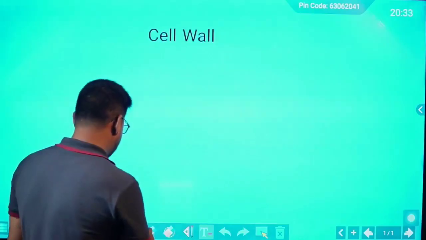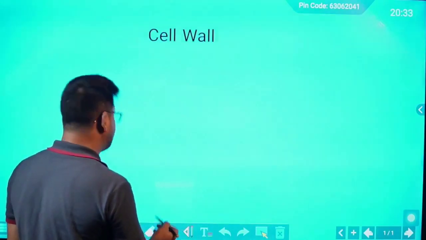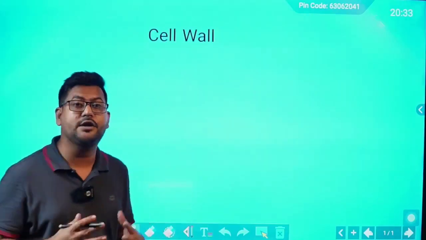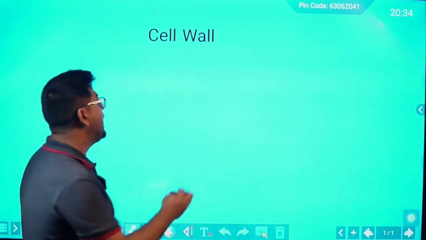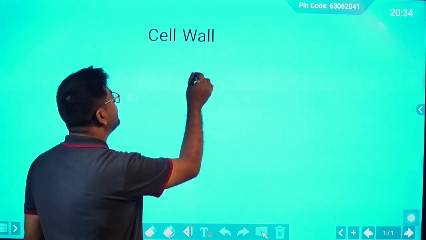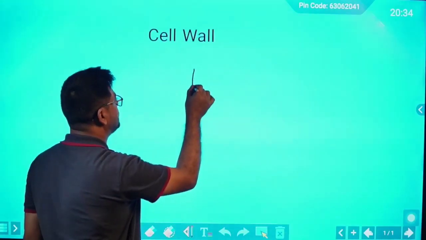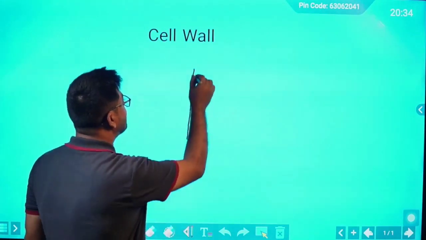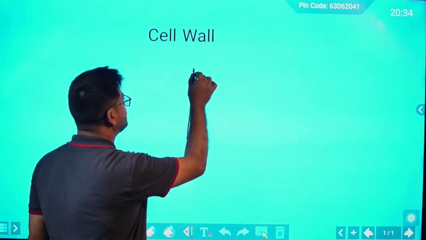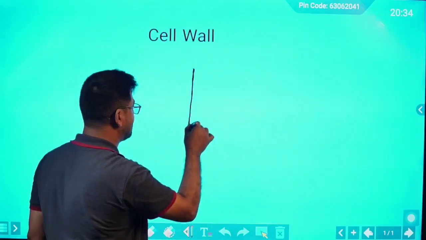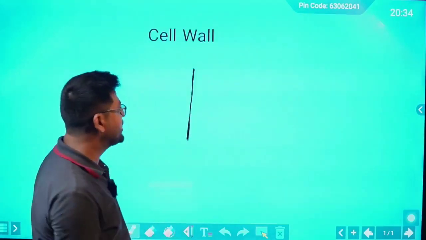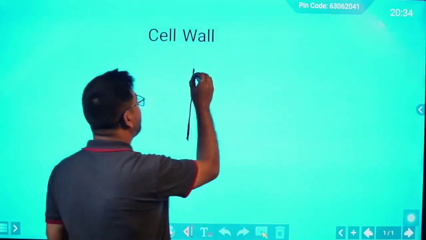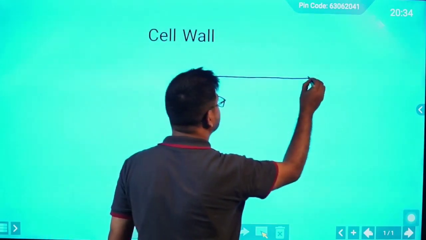Look, cell wall is a very important feature for the plant cell, and it is the unique feature of the plant cell. When you are going to describe the structure of cell wall, at that time you have to see some unique features. First of all, the first layer of the cell wall is the middle lamella, and this middle lamella has some composition. You must know their names.